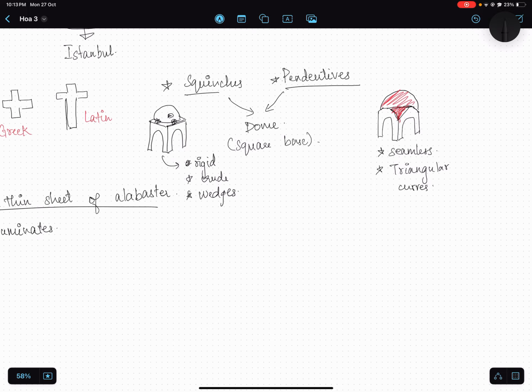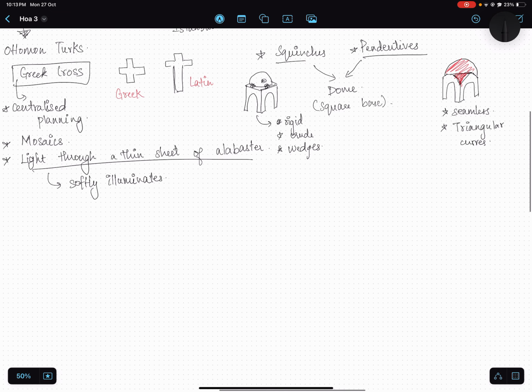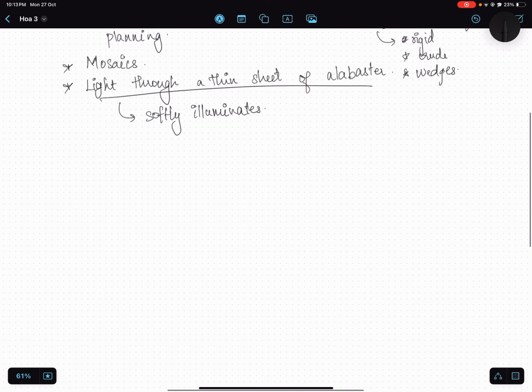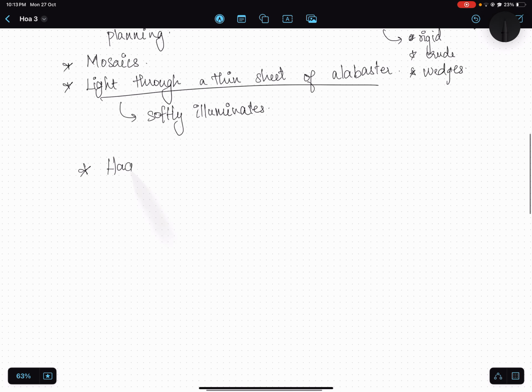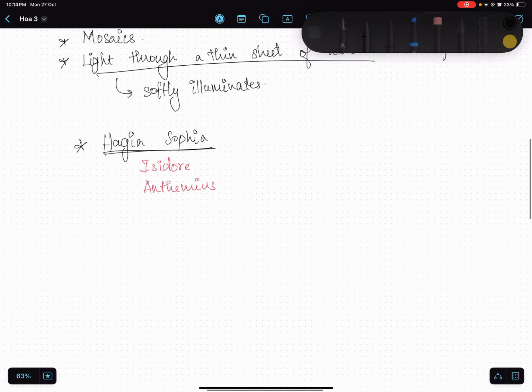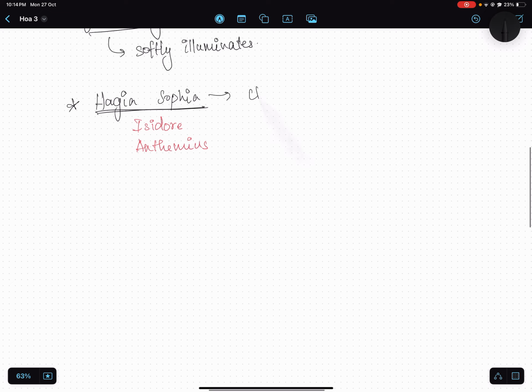Then we can talk about examples of Byzantine architecture. We have Hagia Sophia, the architects are Isidore and Anthemius. Now Hagia Sophia was first constructed to be a church, and then later it was converted to a mosque, and then later to a museum.